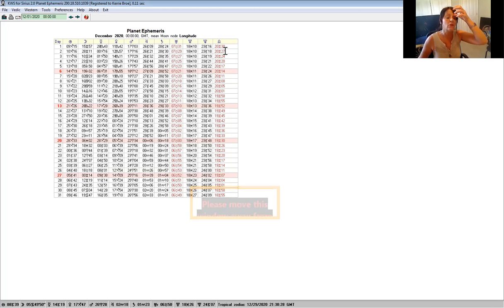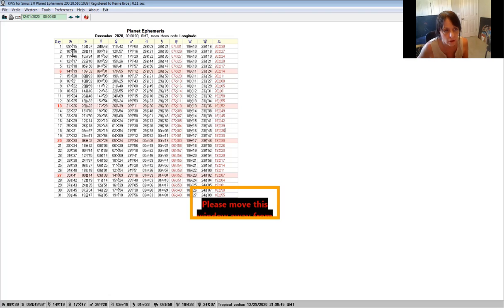All right, so let's just look at the sun. You'll see the sun moves about a degree a day. And we know that at the very beginning of December, the sun is in Sagittarius. So on the very first line, it says 9 degrees Sagittarius, 15 minutes. And each day, the sun moves about a degree. And we see that that's true.